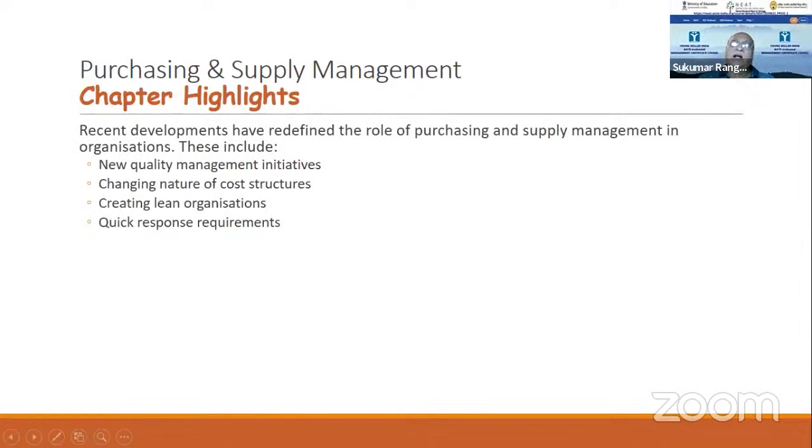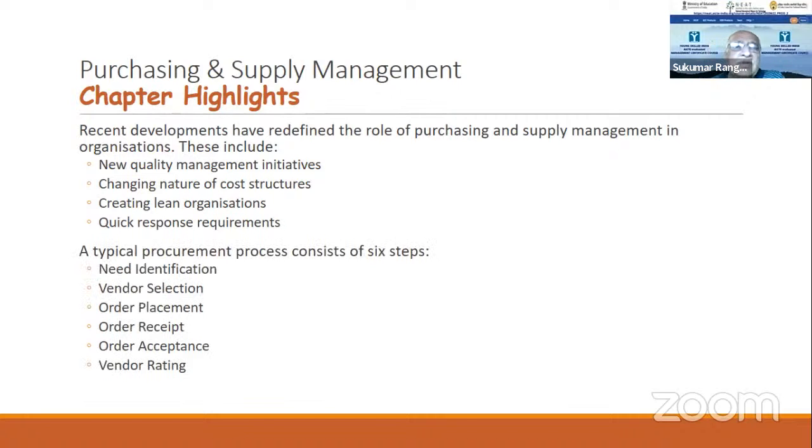So, as a whole, we have seen that the recent developments have redefined the role of purchasing and supply, which includes new quality management initiatives. I won't say new because now it has been established. Instead, quality management initiatives, you can say. Changing nature of cost structures, that's become a norm now. Creating a lean organization is an imperative, whether you like it or not. Quick response requirements is again more for survival, because if you don't do it, somebody else will.